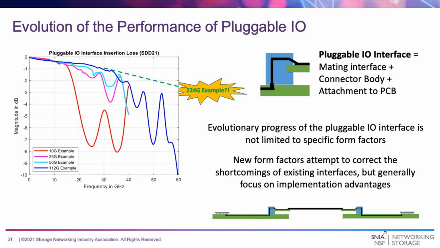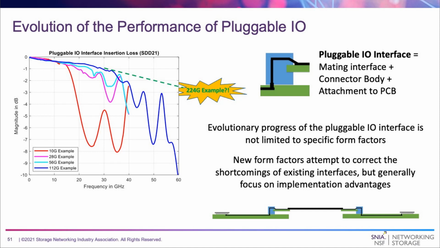So not as much margin, certainly, as we've evolved to higher and higher data rates. And the technology advances in component design and material properties have certainly contributed to this improvement in performance. But one of the most significant factors has been the improved manufacturing processes, enabling those mechanical tolerances at the mating interface to be much more tightly controlled.